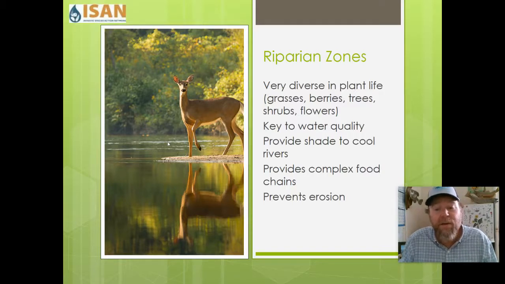Another thing about riparian zones is that the trees and bushes and plants, whether it's a big cottonwood tree or a single-bladed grass, the root system from those plants help to hold and stabilize the riverbank, preventing erosion.